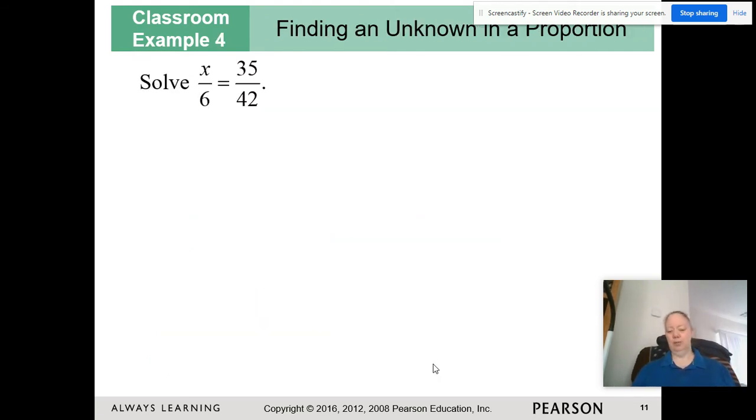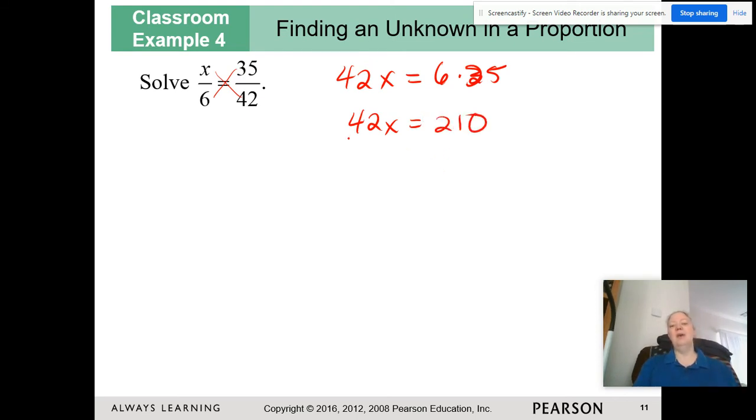But that's usually not what we do with proportions. Usually what we do with proportions is use them to solve equations. So we are going to cross multiply. So 42 times x is equal to 6 times 35. That should be a 3. So 42x is equal to 6 times 35, which is 210. And we're going to divide by our 42, and we get 5.